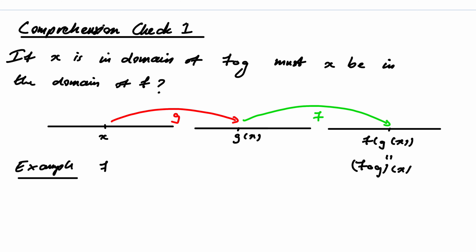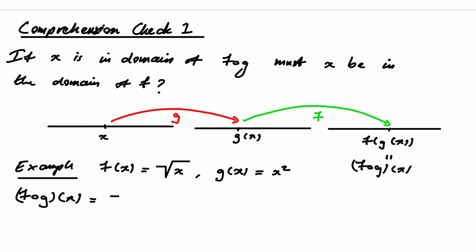So I don't know, let's do f of x is equal to the square root of x, shall we? So that's got a bit of a restricted domain. You can't feed in negatives. And let's do g of x is equal to x squared. So what's the composite? f composed with g of x is equal to the square root of x squared. And if you think about it, that's equal to the absolute value of x. Okay? And that's got domain everything.